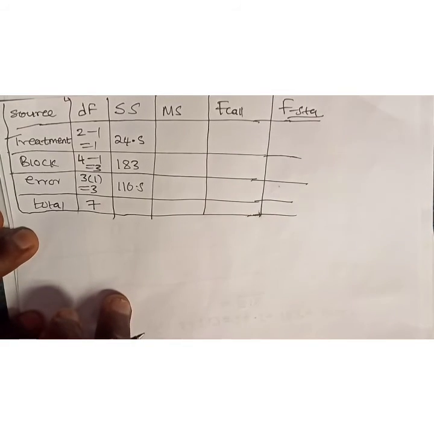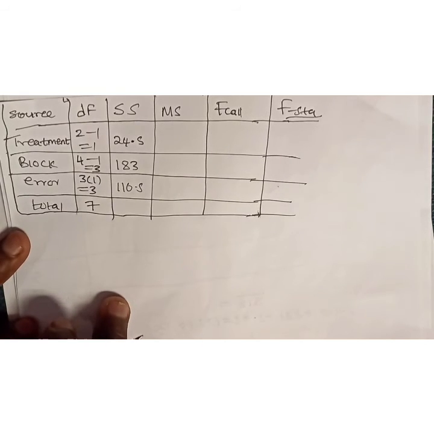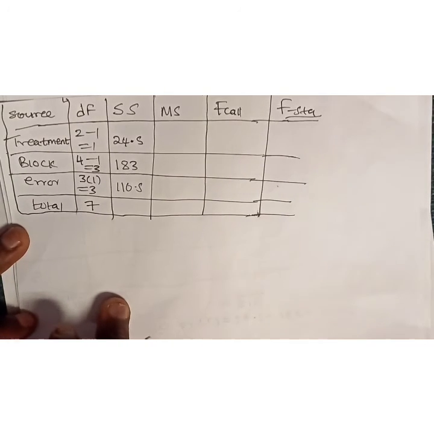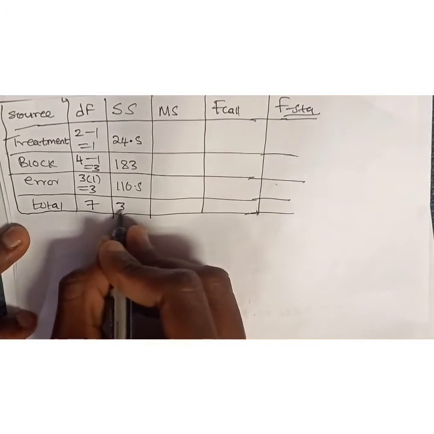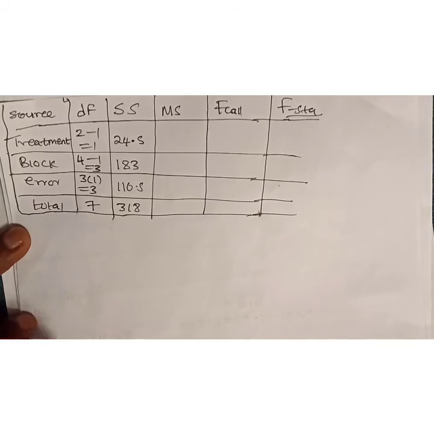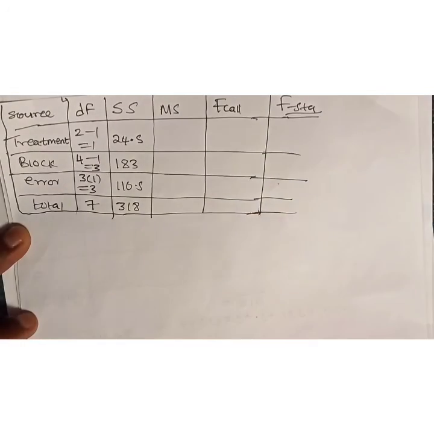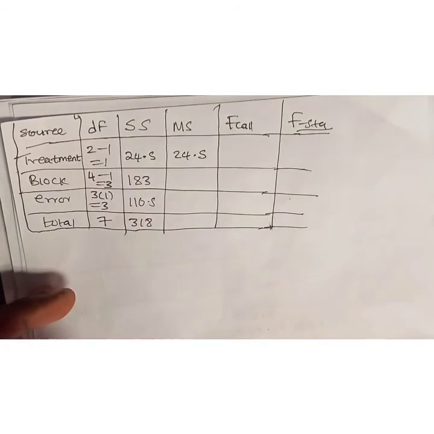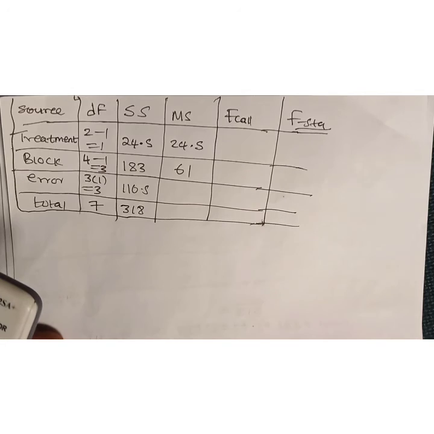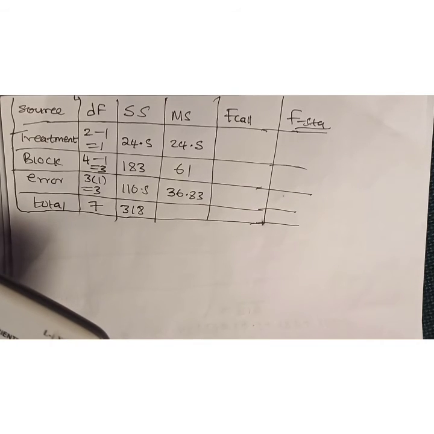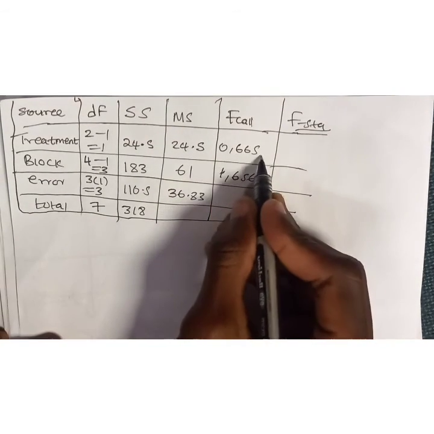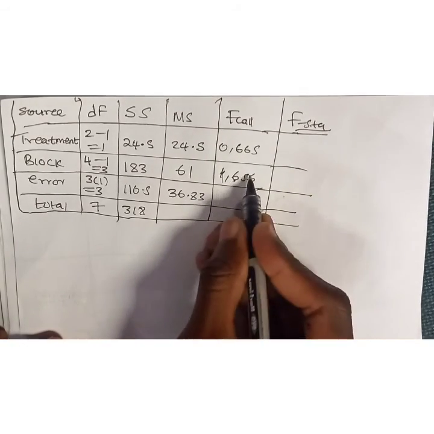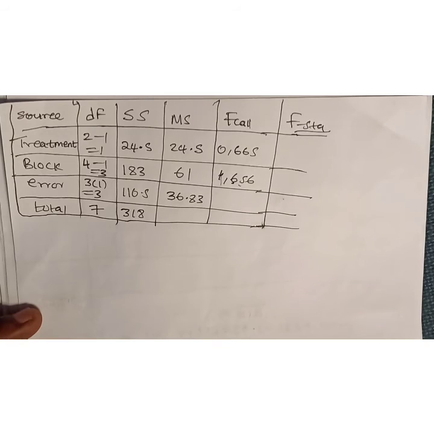So the following is the summary table for ANOVA. Hopefully I did explain ANOVA well in the last video. So this is what we are having here, as you can see. Your MST will be 24.5 since the degrees of freedom is 1. MS block is 61. MSE is 36.83. Finally, our F values are 0.665 for treatment, 1.656 for blocks.